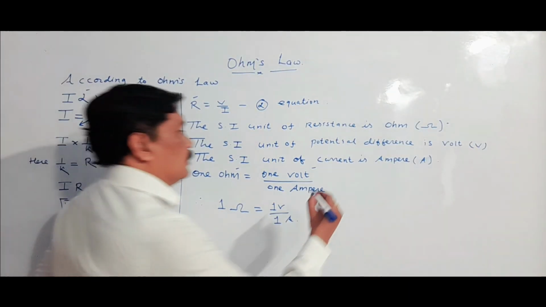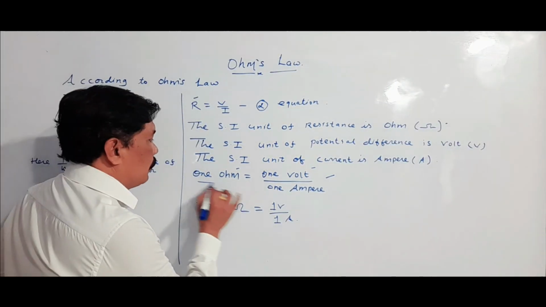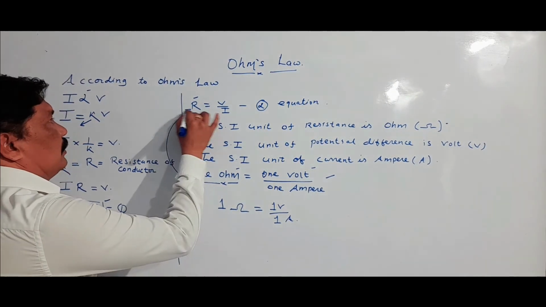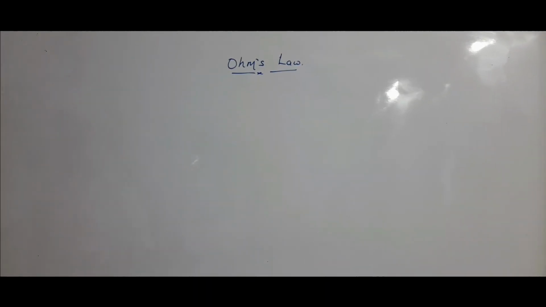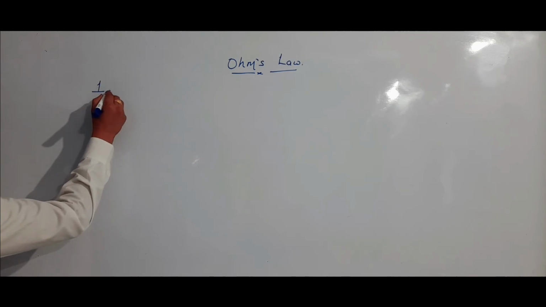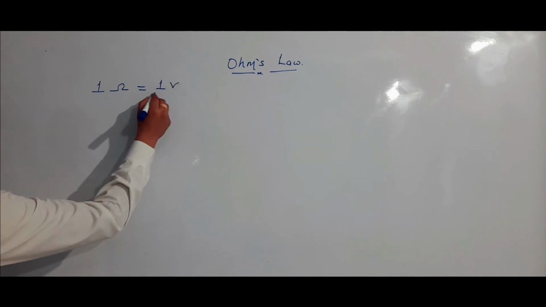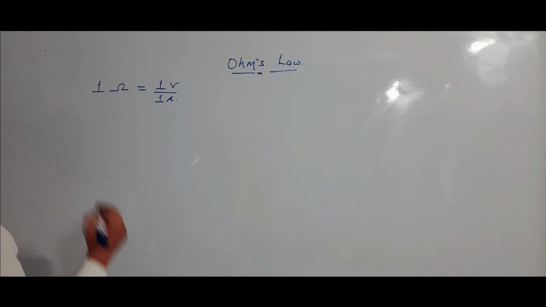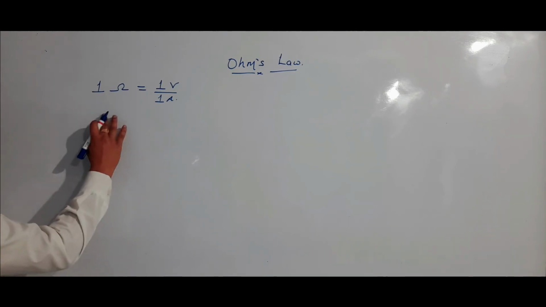From this expression, we can understand what is 1 ohm of resistance. One ohm is equal to 1 volt upon 1 ampere. From this, we can write what is 1 ohm resistance of a conductor.